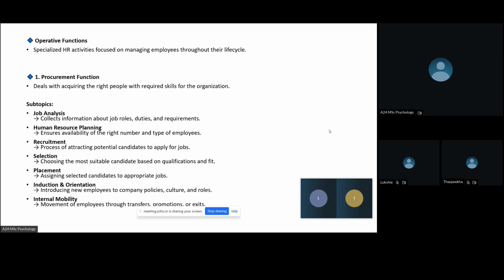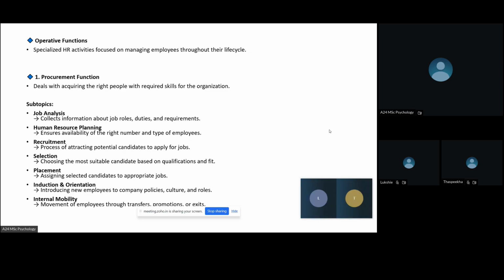And then selection. After posting the ads and everything, people will be applying for the jobs, and then we have to choose the most suitable candidate based on their qualifications and the requirements needed for the job. And then after selecting, we have to actually place that person for the job, which means onboarding the person into the company. That is what we call placement.